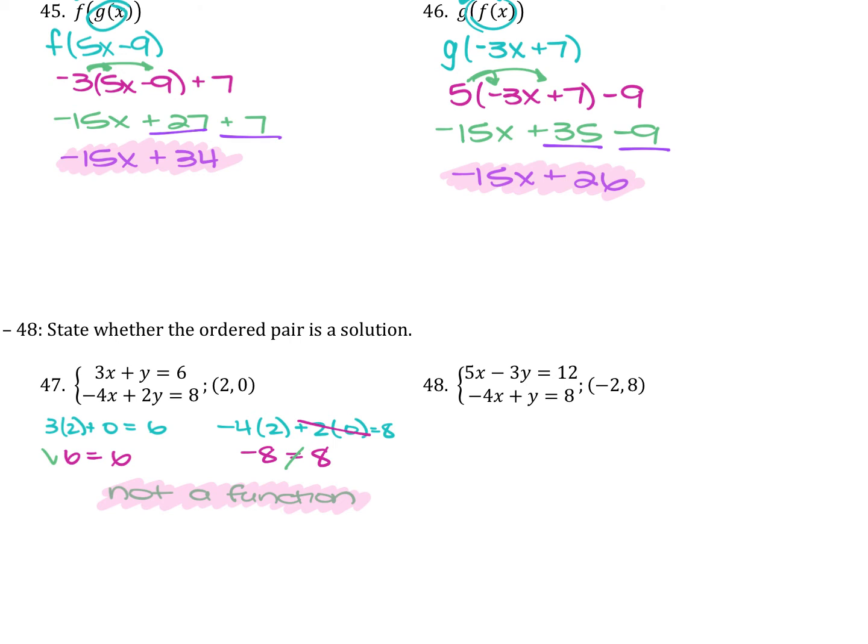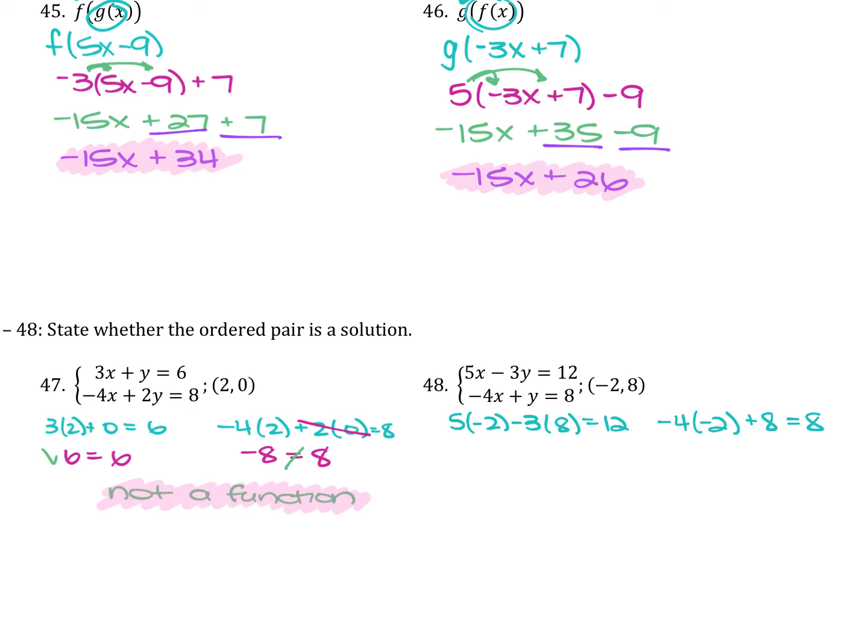If we look at 48, you have 5x minus 3y is equal to 12, and negative 4x plus y is equal to 8. The ordered pair that we're using is negative 2, 8. So our negative 2 is our x, our 8 is our y. This is going to give us 5 times negative 2 minus 3 times 8 is equal to 12, as well as negative 4 times negative 2 plus 8 is equal to 8.